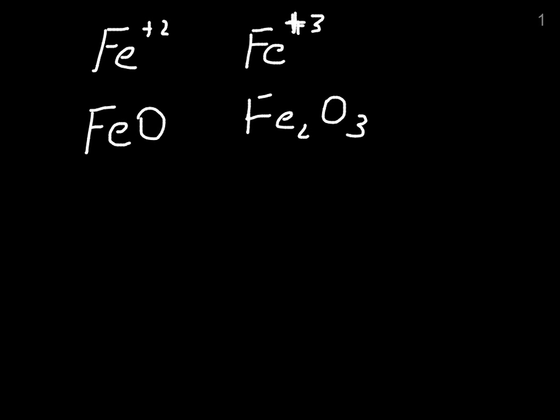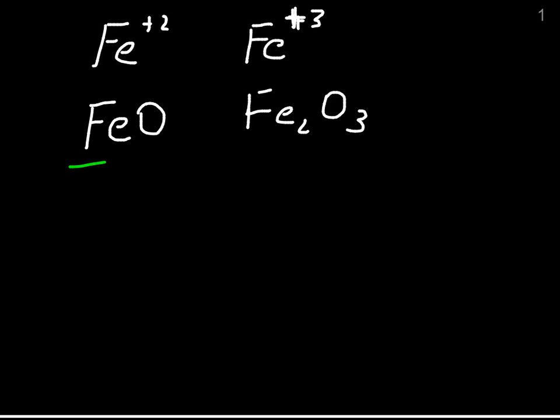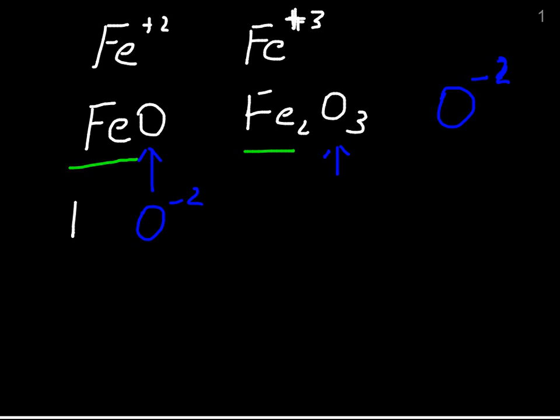So looking at this, if I'm going to name it, since I don't really know which iron it is, I need to look at what the charge is on the other part of the compound, which in this case is oxygen. Now, oxygen almost always has a -2 charge. So in this first one, if oxygen is a -2, that means the iron must be a +2.